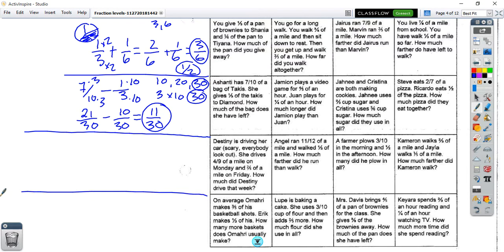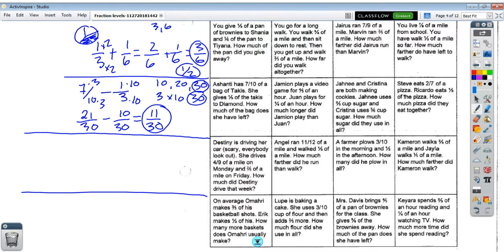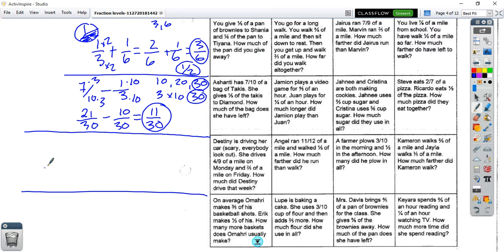Let's do the next one. Destiny is driving her car. Scary, everyone. Look out. She drives 4/9 of a mile on Monday and 2/5 of a mile on Friday. How much did Destiny drive that week? So in total, we're going to be adding these. So I've got 4/9 plus 2/5.